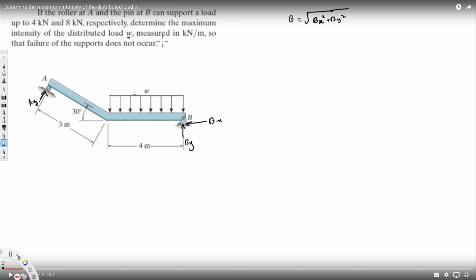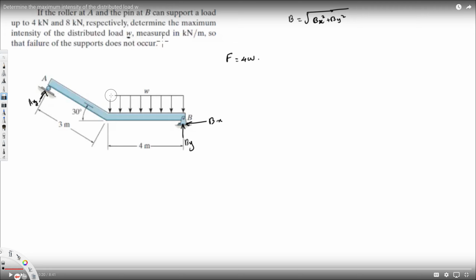This is an equally shared force right here, so I can replace it with one force acting in the middle. Let's call this F. To calculate that force, this is like a rectangle, so I have to take the area of this rectangle, which is length times height. The height is W and the length is 4, so F is going to be 4W.